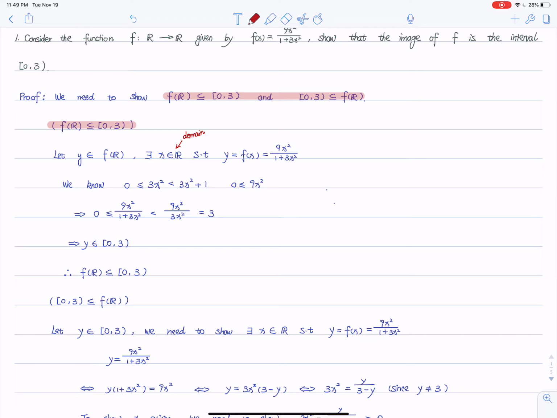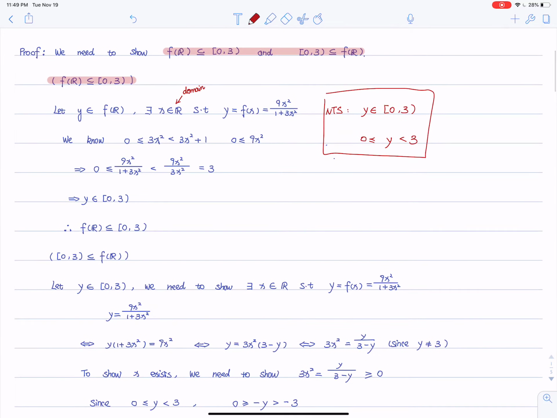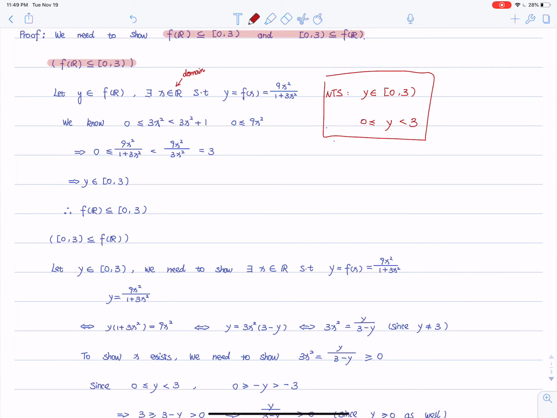Now what you need to show is that y is also in this interval, which means you need to show y is greater than or equal to 0 and smaller than 3. Remember, this is what you need to show, okay? So what I did here, I didn't use AM-GM or anything. I just did a direct proof using inequality.